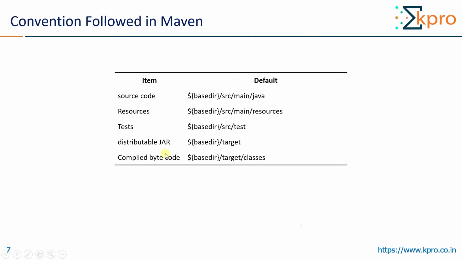And when Maven builds the executable jar files, the build is located at target directory, and the bytecodes which are created in that process will be available in target/classes directory.